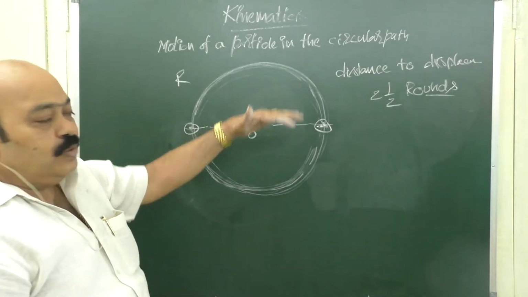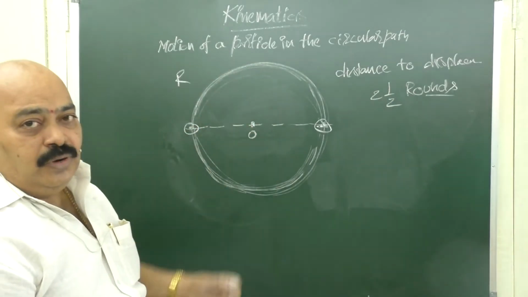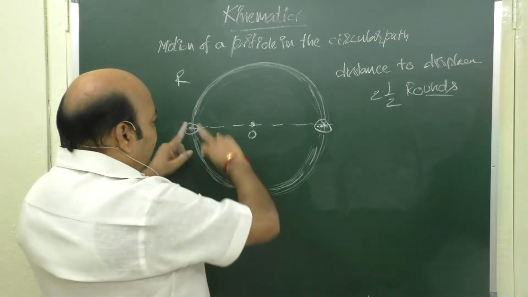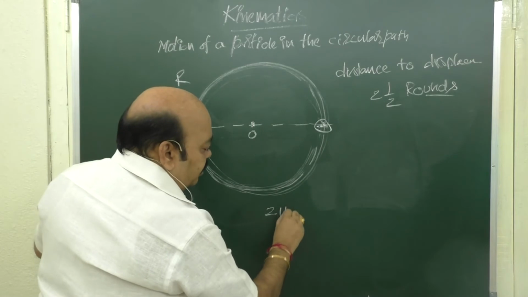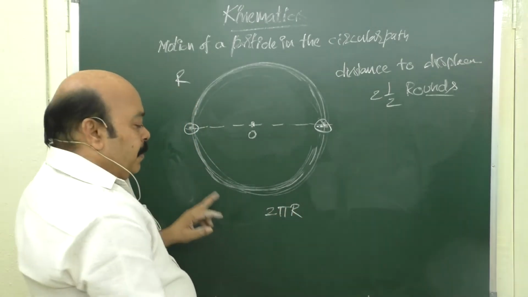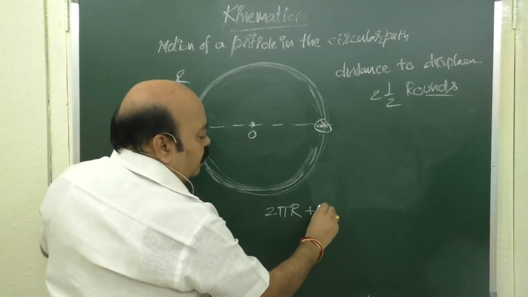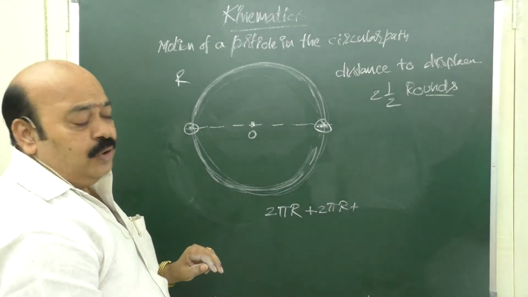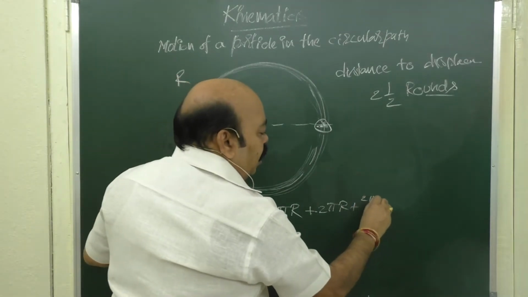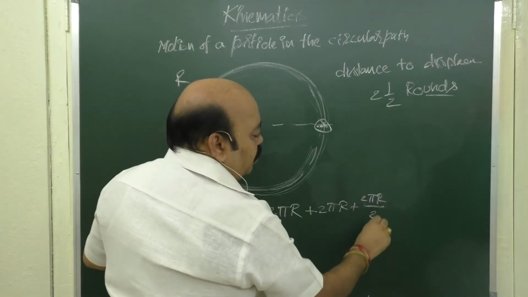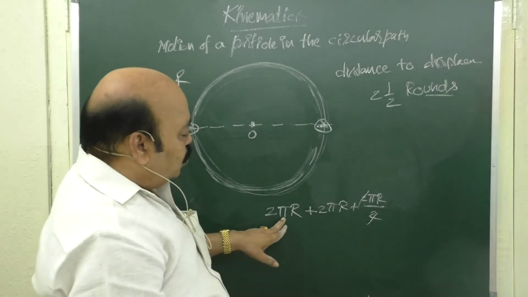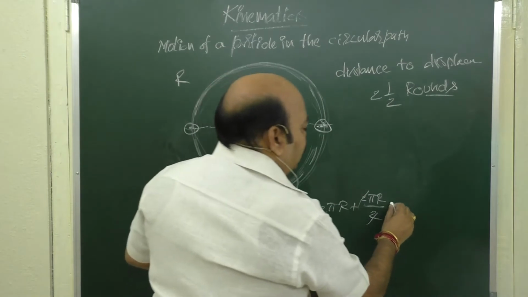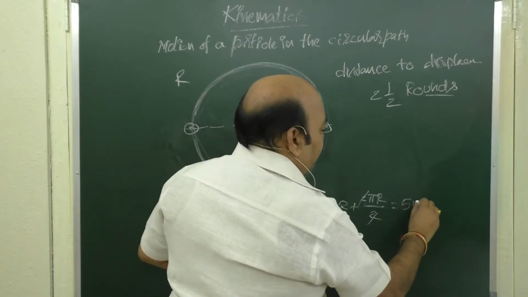Let us calculate the 2 items separately and then we will go for substitution. What is the distance travelled? For each round he travels a distance of 2 pi r. For the first round, for the second round, 2 pi r. Half round is there. Be careful, half round. Half round is nothing but half of the circumference, 2 pi r by 2, 2 gets cancelled. So 2 pi r plus 2 pi r plus pi r, totally this is nothing but 5 pi r.